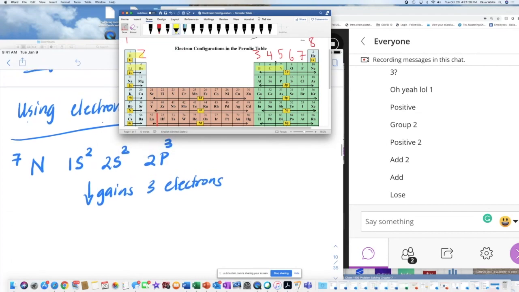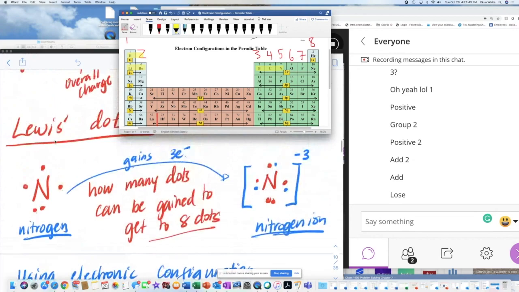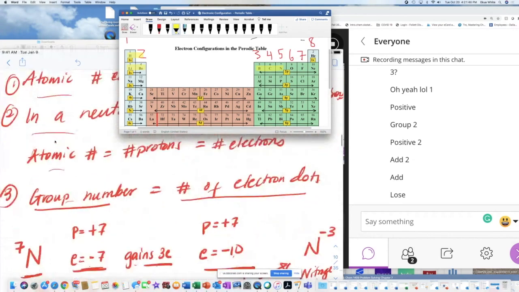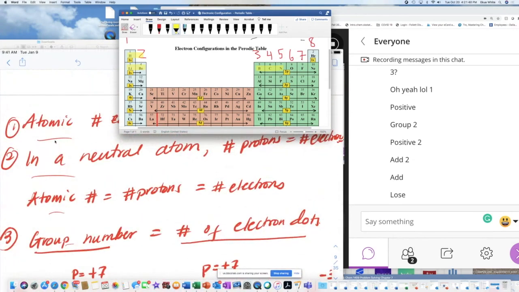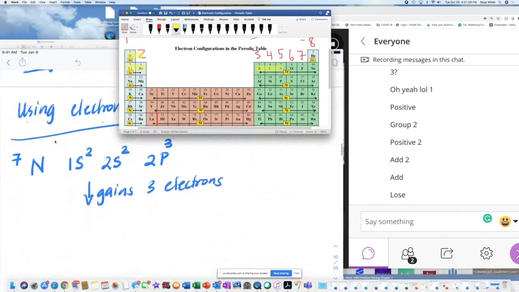So what we're doing right now is kind of this. It's not exactly the same, but we're looking at the same transformation from 3 different points of view. One, using electronic configuration. The other one, we're using the dot diagram, right? And the one before that, we were just tracking the atomic number and the proton number. Okay, so you want to be able to do all three levels.